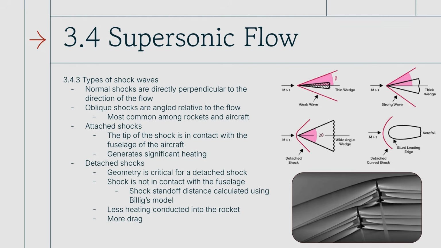You can see on the top here we have two different examples of slightly pointy objects, and then there's an angle associated to that shock wave. And then these shock waves can either be attached or detached. So what I mean by attached shock wave is that the very front of the shock wave is in contact with your vehicle. So these two top examples here are attached shocks because they are in contact with that very thin pointy wedge in both of these cases.